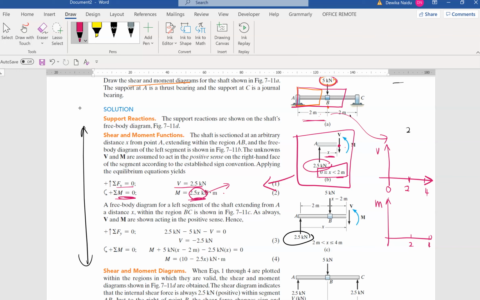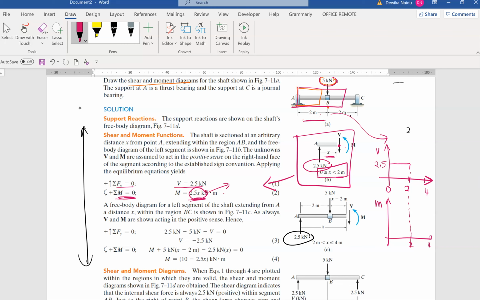So what's happening from 0 to 2? Between 0 to 2, the V is actually 2.5. So you have 2.5 here. The V would be a straight line, nothing is happening until 2. Okay, so this is how it is.